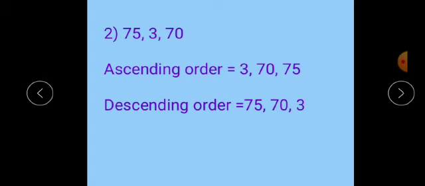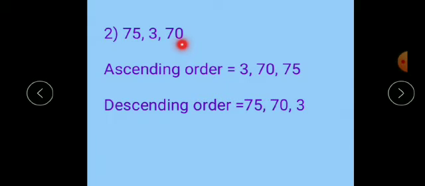Second example: the numbers are 75, 3 and 70. Now, ascending order of these numbers. See here, 3 is a 1-digit number and these two are 2-digit numbers. So always remember, a 1-digit number is always smaller than a 2-digit number. So first we will write this number 3, then a comma. Now among 75 and 70, which one is smaller?